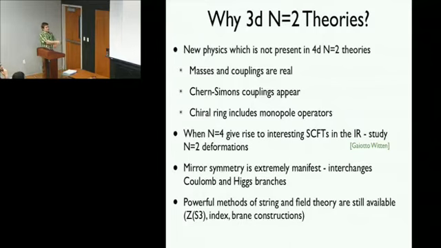Also, mirror symmetry in 3 dimensions is extremely manifest. It simply interchanges the Coulomb branch and the Higgs branch. So if you compute something on the Higgs branch, which is relatively easy, you can make strong predictions for the Coulomb branch computation. And of course, all the powerful methods of string and field theory, like localization, are also available in 3 dimensions. So we'll take advantage of those.